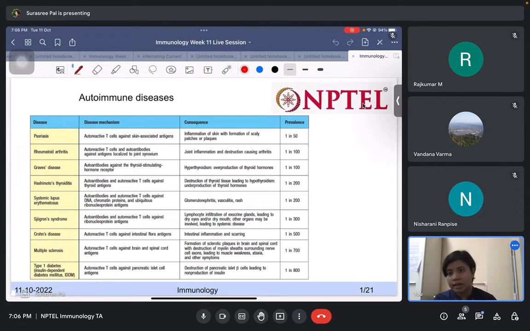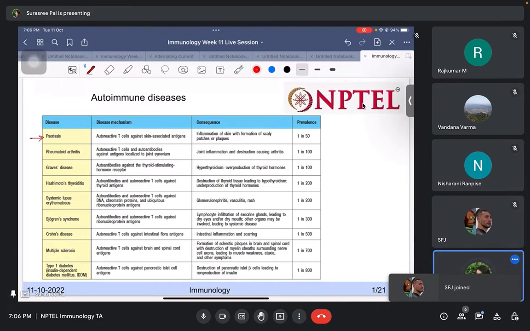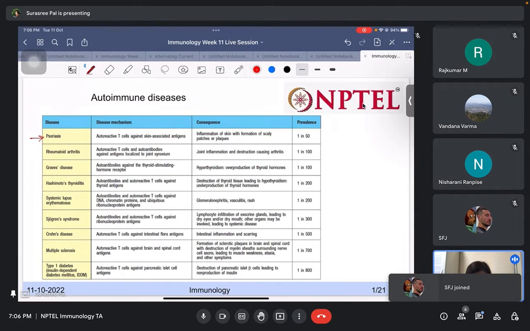For example, you can see here psoriasis, a very prevalent autoimmune disease that we can see in 1 in 50 people. It forms patches on the skin, and it forms these plaques. And why do these appear? Here you can see the mechanism of the disease and the consequence, and also the prevalence listed.